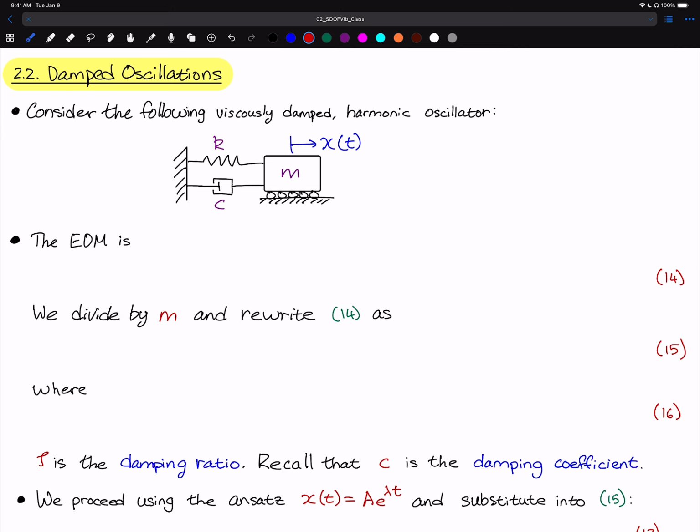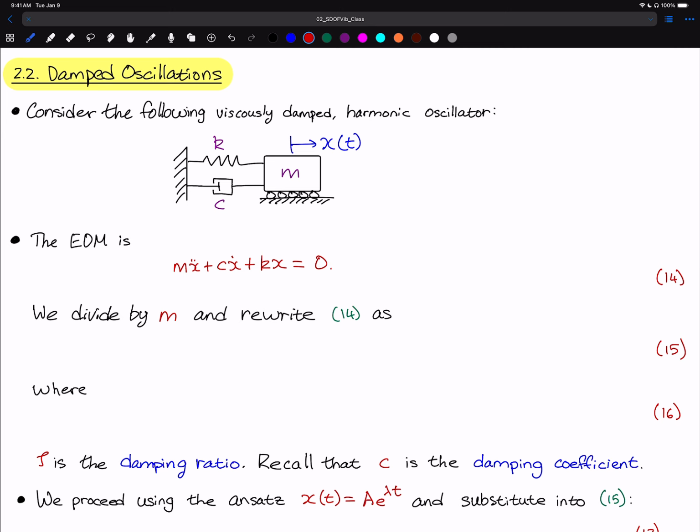We're going to consider the following viscously damped harmonic oscillator that includes both a spring and a damper, with coefficients k and c respectively. The equation of motion for this system is going to be m x double dot plus c x dot plus k x, and there's no forcing applied, so that will be equal to 0.